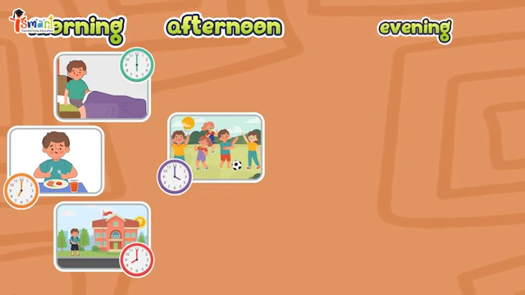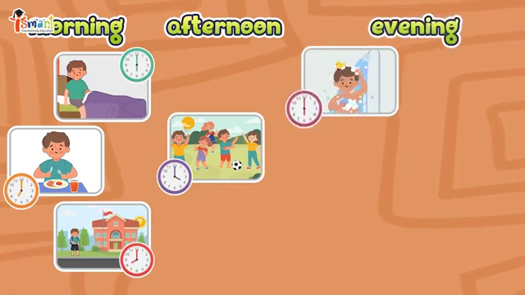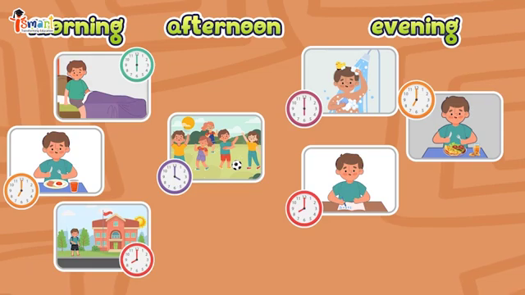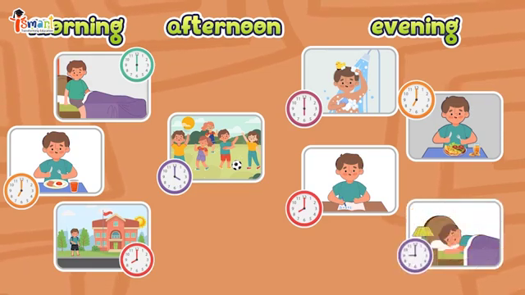He takes a bath at 6 o'clock in the evening. He has dinner at 7 o'clock. Then he does homework at 8 o'clock. Later, he brushes his teeth and goes to bed at 9 o'clock. Let's see how much you can remember about Tom and his routine.